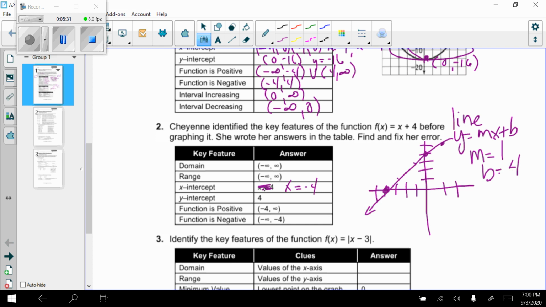Y-intercept, she has 4, that's correct. The function is positive, so again, that's where it's above the x-axis, all of this. -4 to infinity, she got that right. Negative, down here, negative infinity to -4. So the only mistake made was the x-intercept.